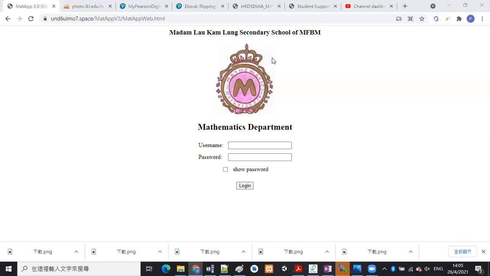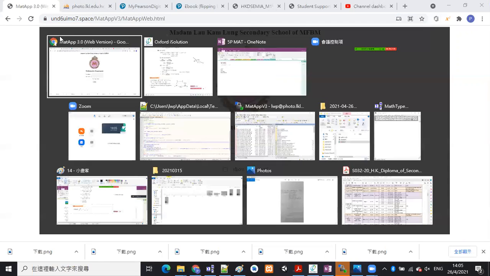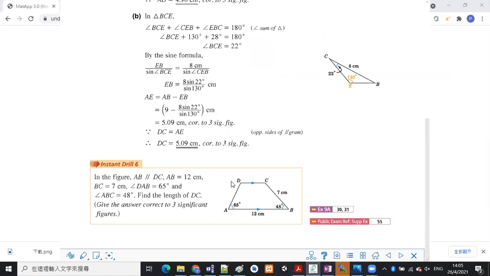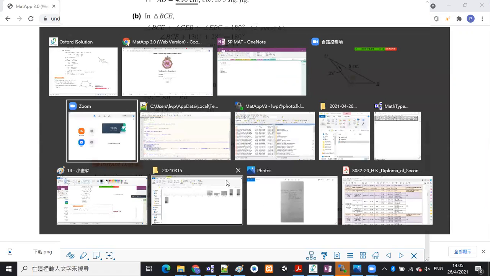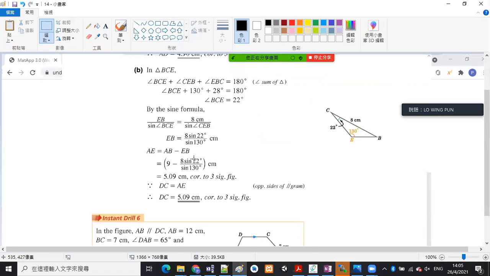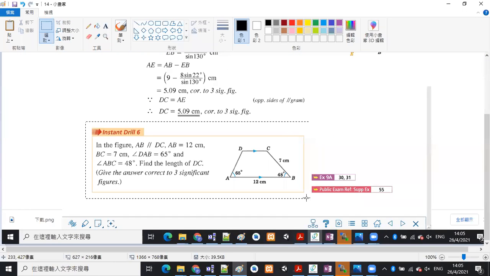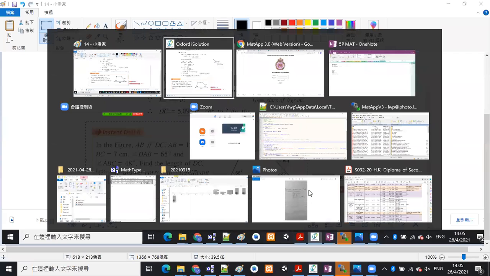Okay, like this. So let's start with instant rule number 6. I did not include instant rule number 6 in the math app, so just follow me.